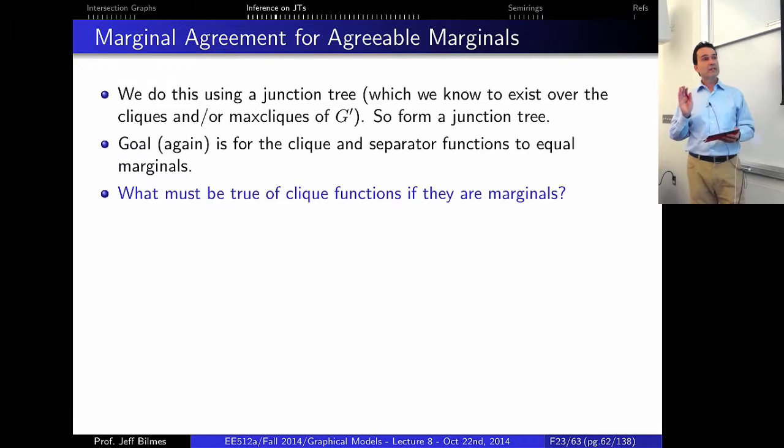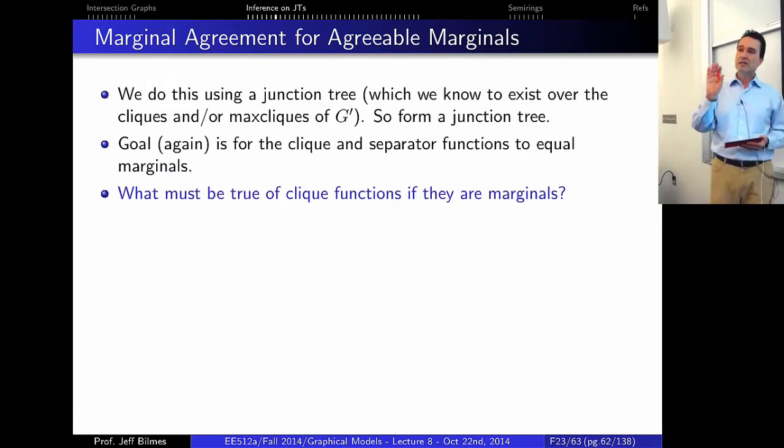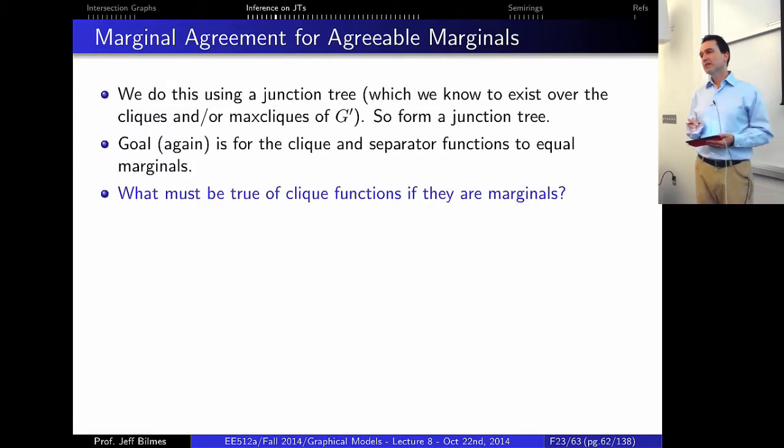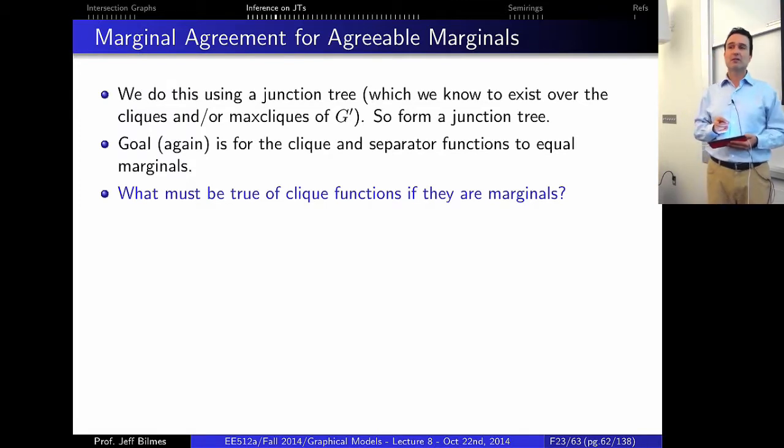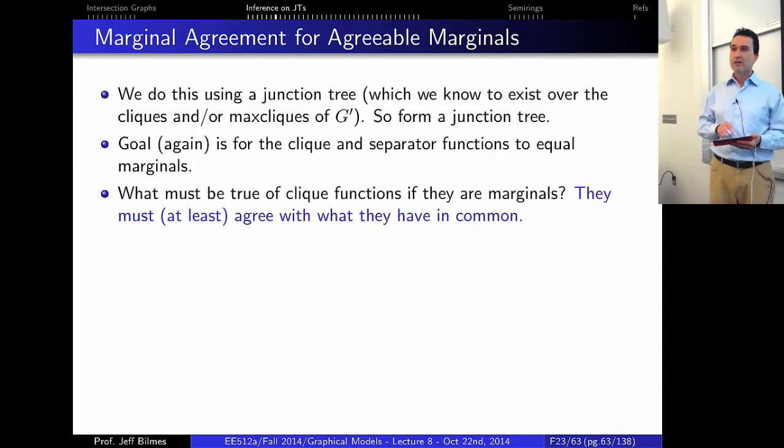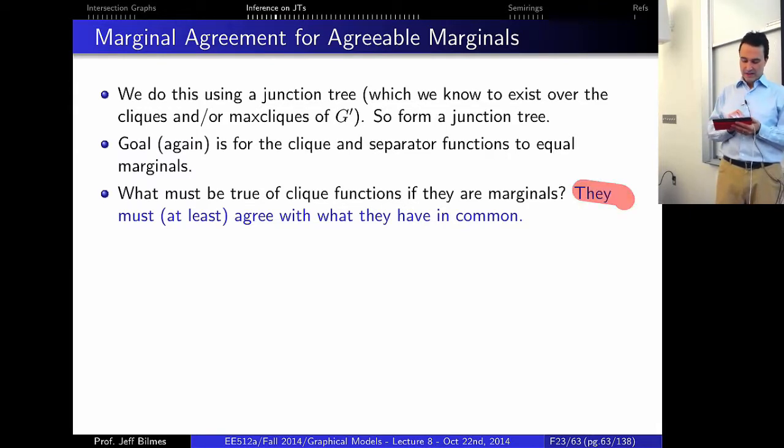So the question is, if we want these tables to be equal to the marginals, what is a necessary condition for them to be marginals? Not necessarily a sufficient condition, but a necessary condition. The necessary condition, and this is the critical point, is that they must at least agree with what they have in common.